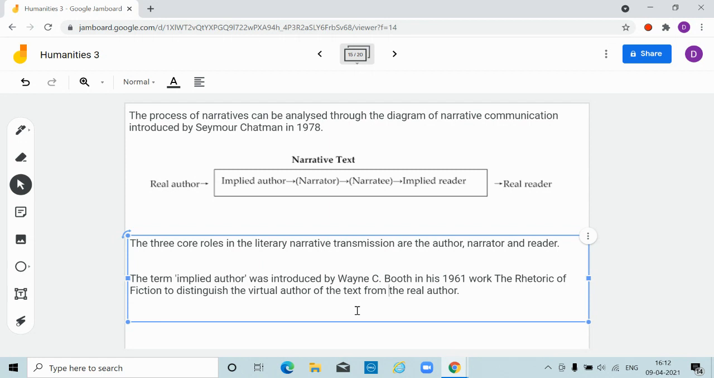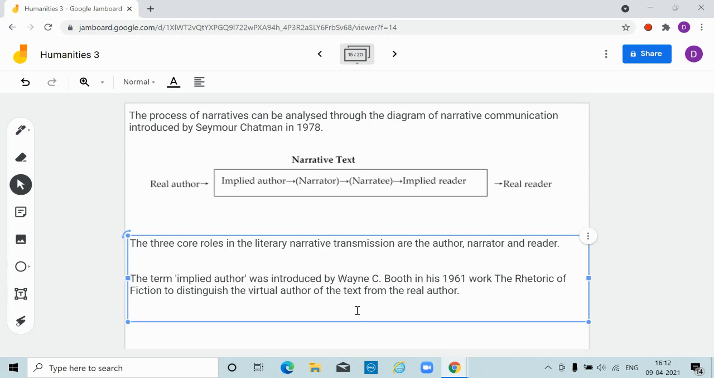So when you're reading a particular novel, you might feel that this writer might be having such and such characteristics. This might be the psychology or the thought process of the writer, which might or might not be true. We do not know the real author in person, so we might not be able to get into the minute details or the psyche of the real author.